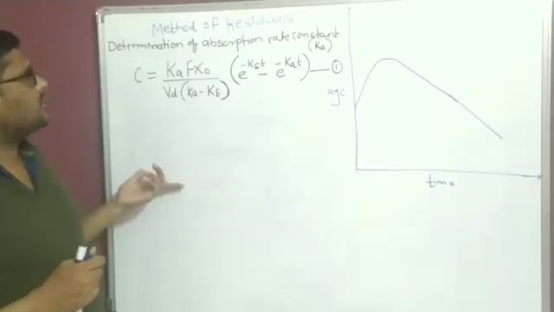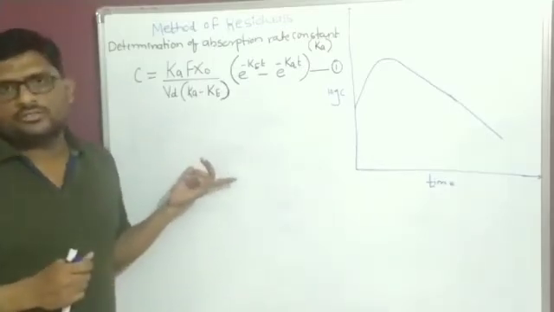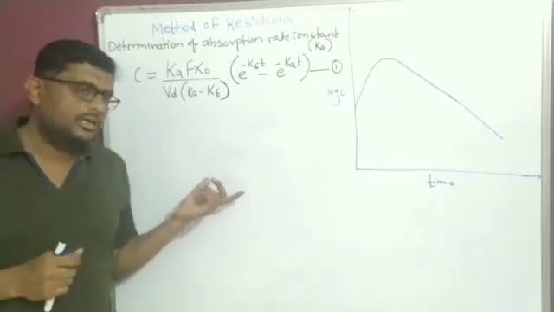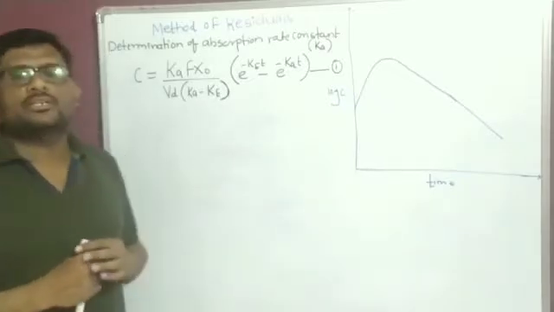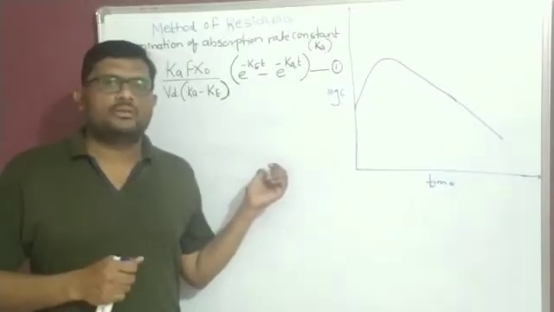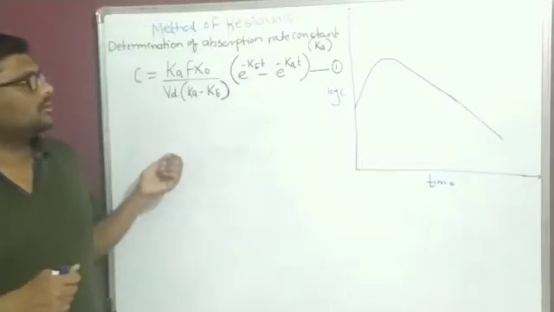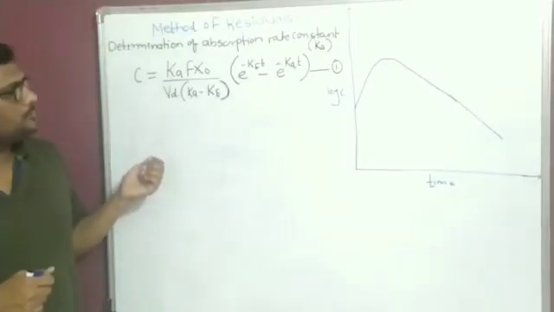Now we'll see the advantage of this absorption rate constant. The main advantage of the absorption rate constant is that it is used in the designing of multiple dosage regimens. So that is the main advantage of this Ka, the absorption rate constant.